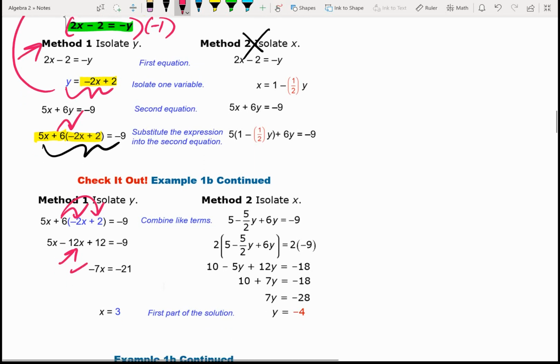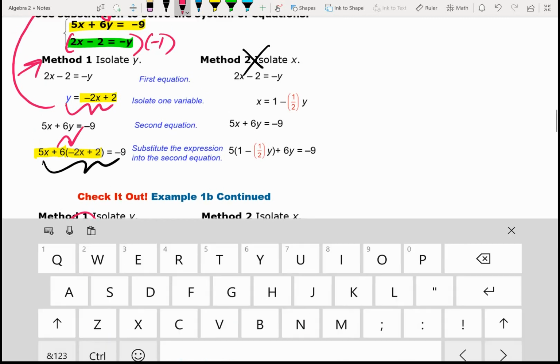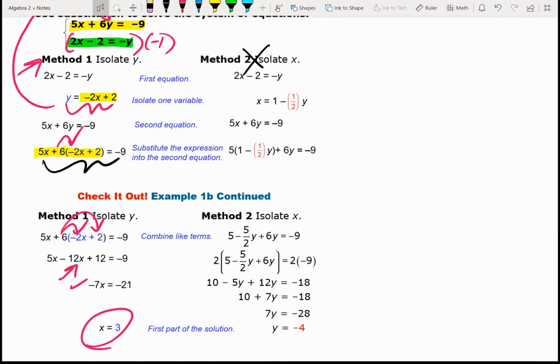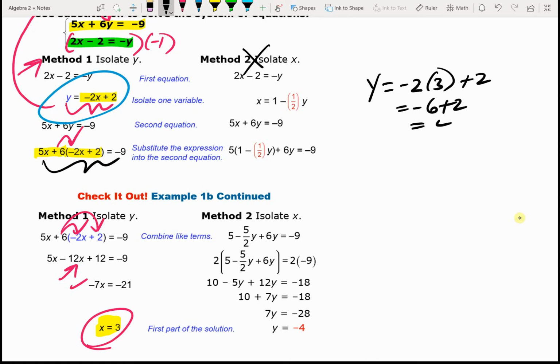And then finally, divide both sides by -7, and we get x is equal to 3. Now remember, when we started this, we solved for y, which is here. After we got this value for x, we're going to go back to that equation and plug it in and get y. Substitute and get y. So we have y equals -2 times x, which is 3, plus 2, so we get -6 plus 2, and we get -4.